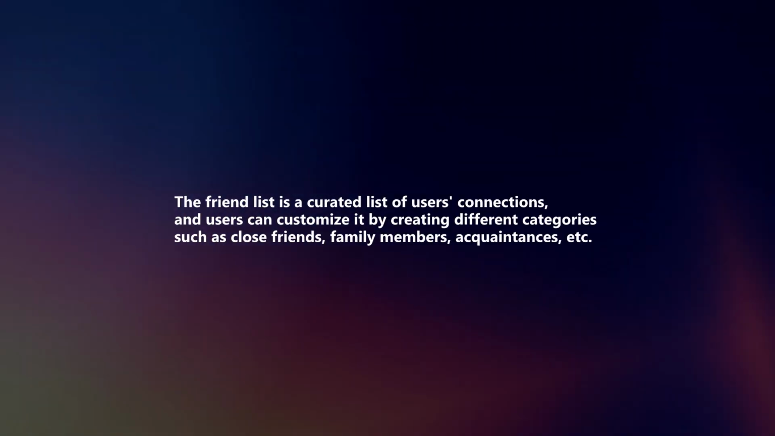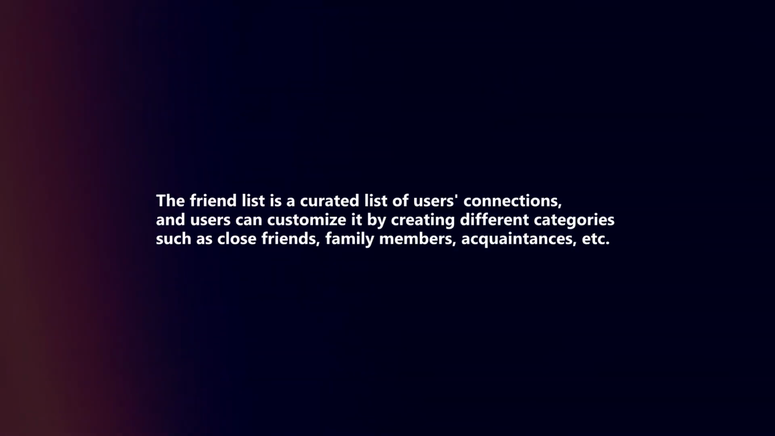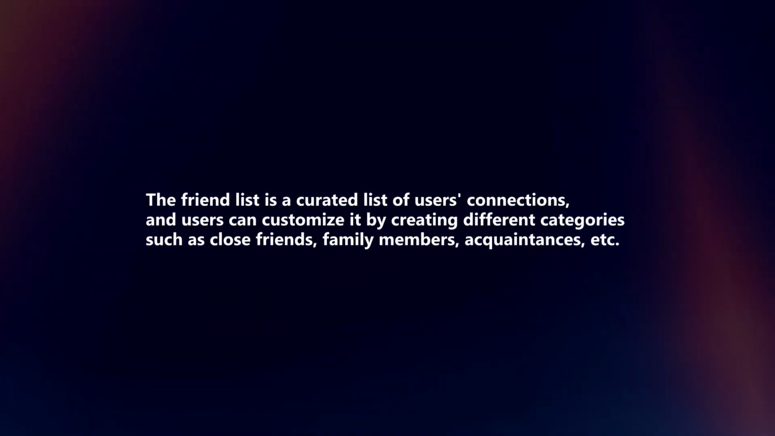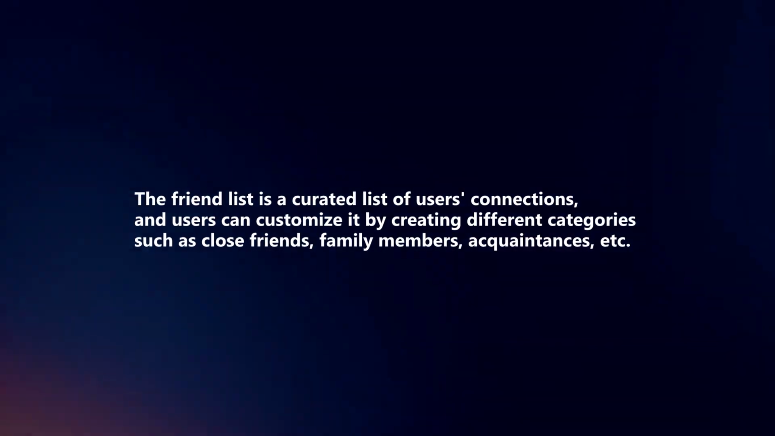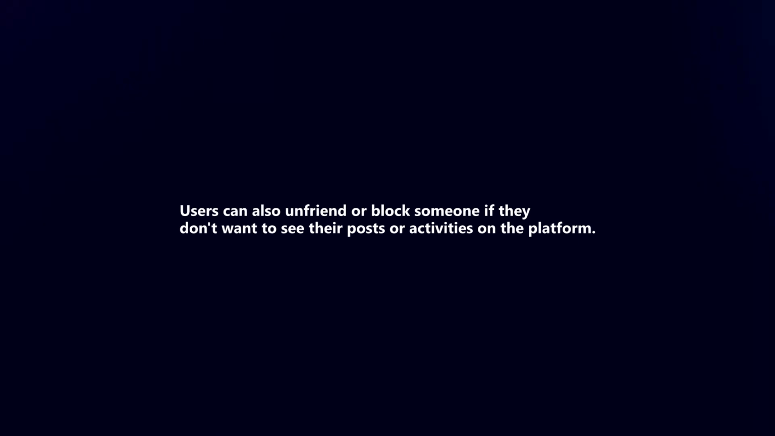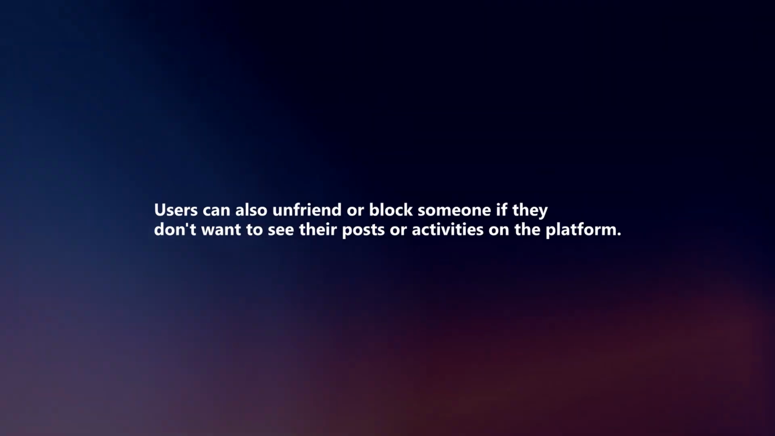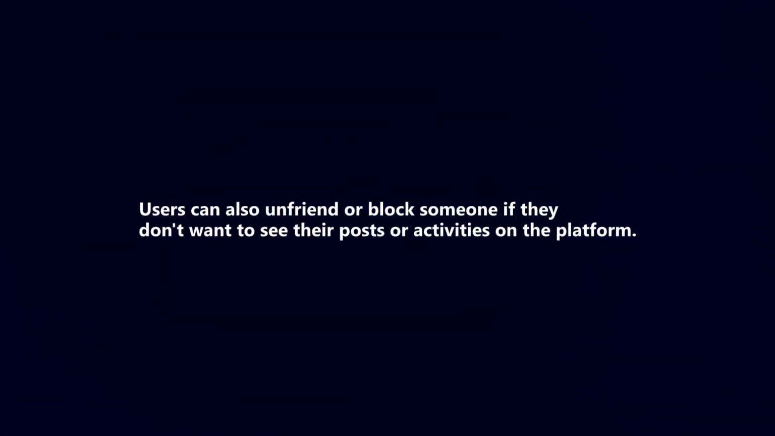The friend list is a curated list of users' connections, and users can customize it by creating different categories such as close friends, family members, acquaintances, etc. Users can also unfriend or block someone if they don't want to see their posts or activities on the platform.